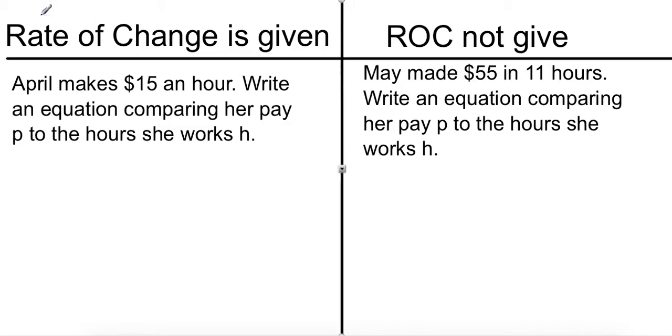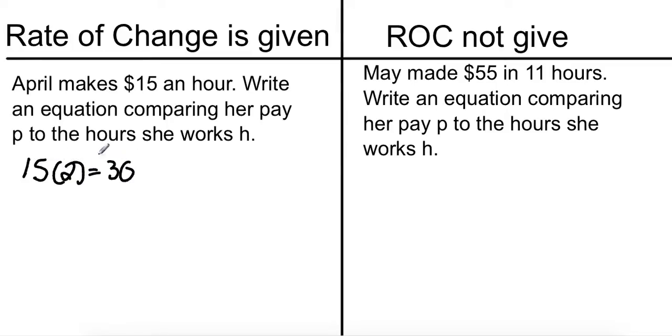Now next, I want to talk about two ways you can write an equation. One is where the rate of change is already given to you, and the other is where the rate of change is not given to you, and you have to find that first. So in this case, we have that April made $15 an hour. Write an equation comparing her pay P to the number of hours she works H. So we already have our rate of change, or you could also call it the unit rate. We know that she makes $15 an hour, so I'm just going to write a random example. So she makes 15 bucks an hour, and I know if she works 2 hours, that's going to equal $30 because 15 times 2 equals 30.